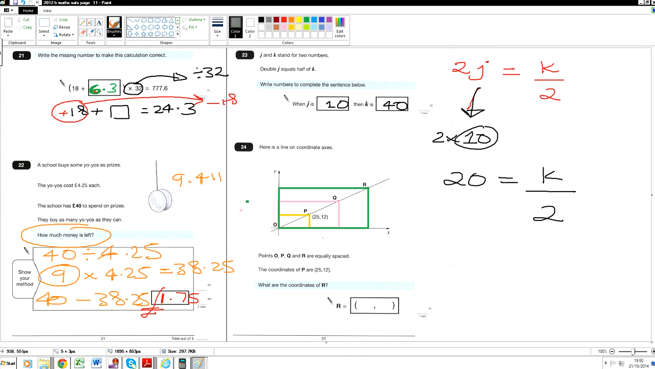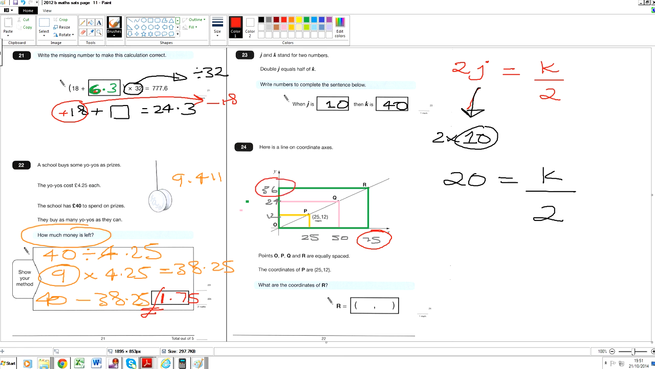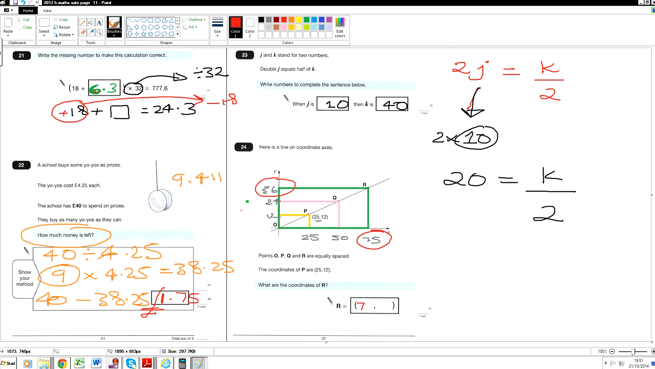Okay, now let's fill in the numbers. So this is 25. 25 is the coordinate, and they're equally spaced, so the next one will be at 50, and the next one will be at 75. This one has a height of 12, so the next one will have a height of 24, and another 12 will be 36. So what are the coordinates of R then? R goes across by 75 and up by 36. 75, 36 is the answer.